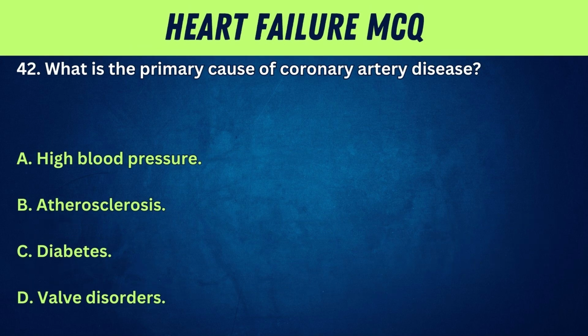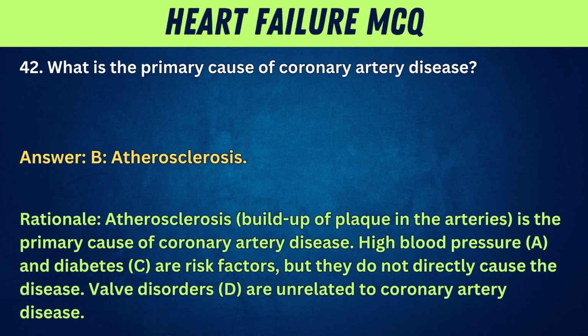42. What is the primary cause of coronary artery disease? A. High blood pressure. B. Atherosclerosis. C. Diabetes. D. Valve disorders. Answer: B. Atherosclerosis. Rationale: atherosclerosis, buildup of plaque in the arteries, is the primary cause of coronary artery disease.